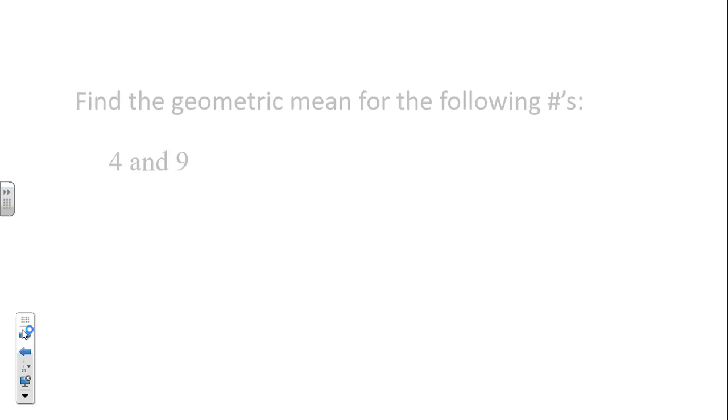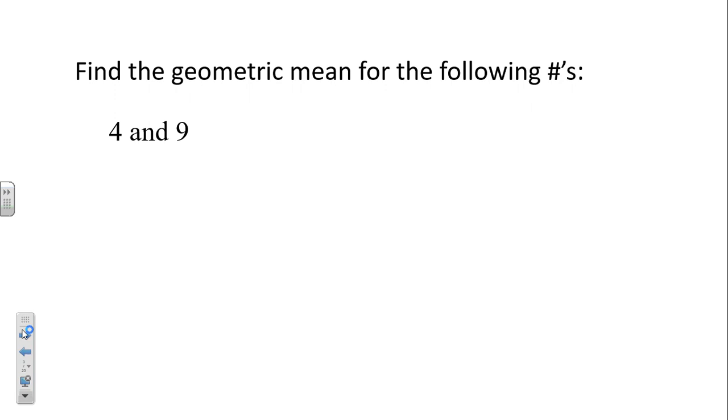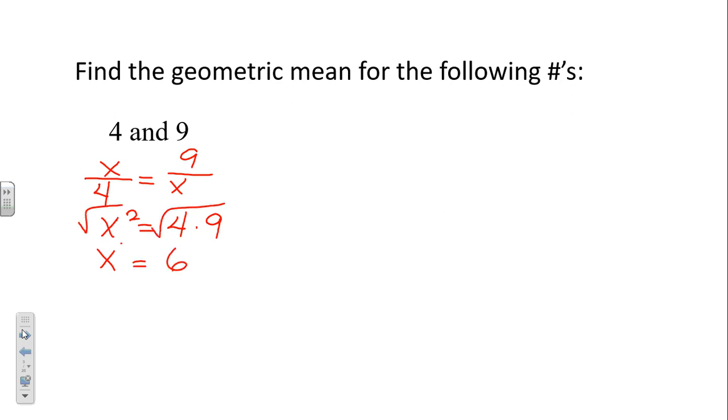So, if we want the geometric mean between 4 and 9, we say x over 4 equals 9 over x, if you want to write the proportions. You don't have to write the proportions for me. Instead, you can say x squared equals 4 times 9, which is 36, right? What's the square root of 36? 6. So x equals 6. Yes. Good job, Sophie. 6, 4, and 9 would make a right triangle. So far so good?